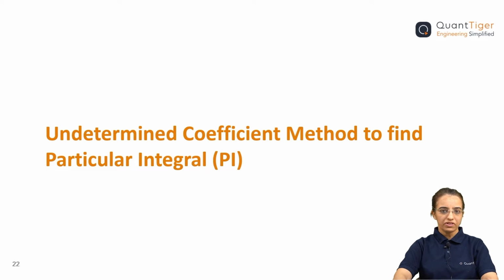First, using the differential operator, then the second one, which was the method of variation of parameters, that we have seen. And this is the third method which we are going to look at today in this video: the undetermined coefficient method to find particular integral. So this is the third method of particular integral which is in your syllabus. All three are important methods, you should know them well.